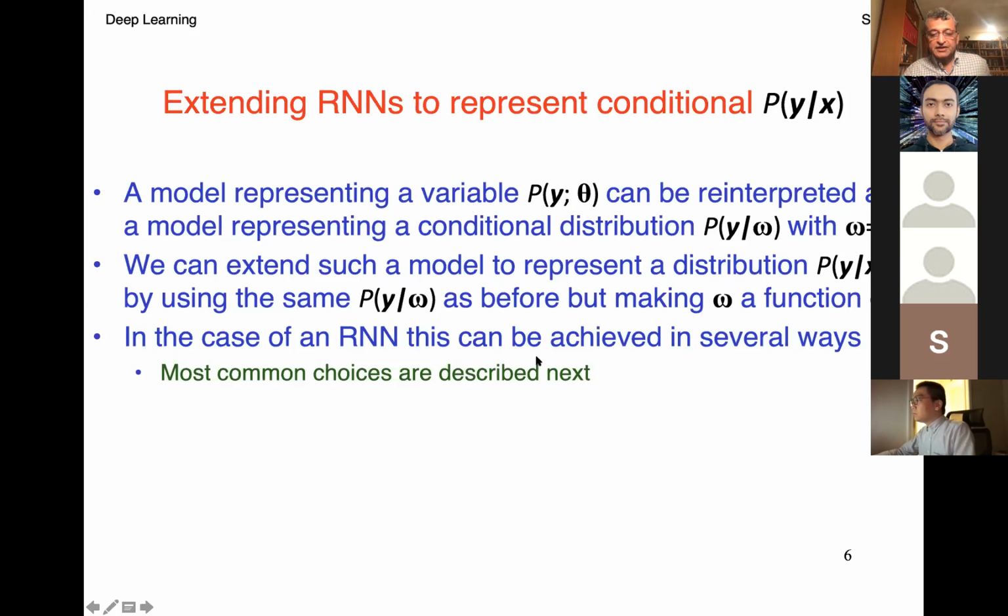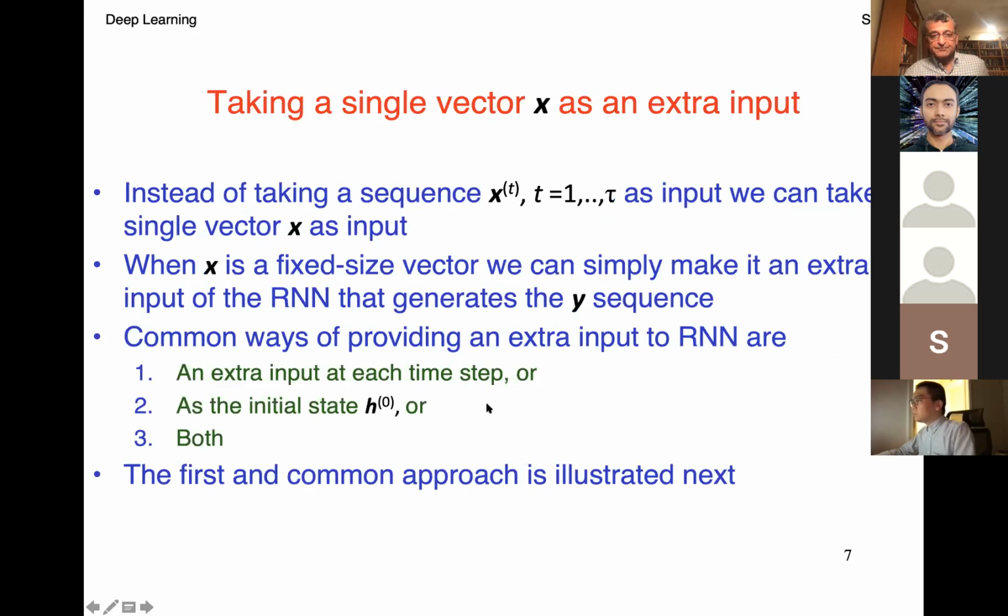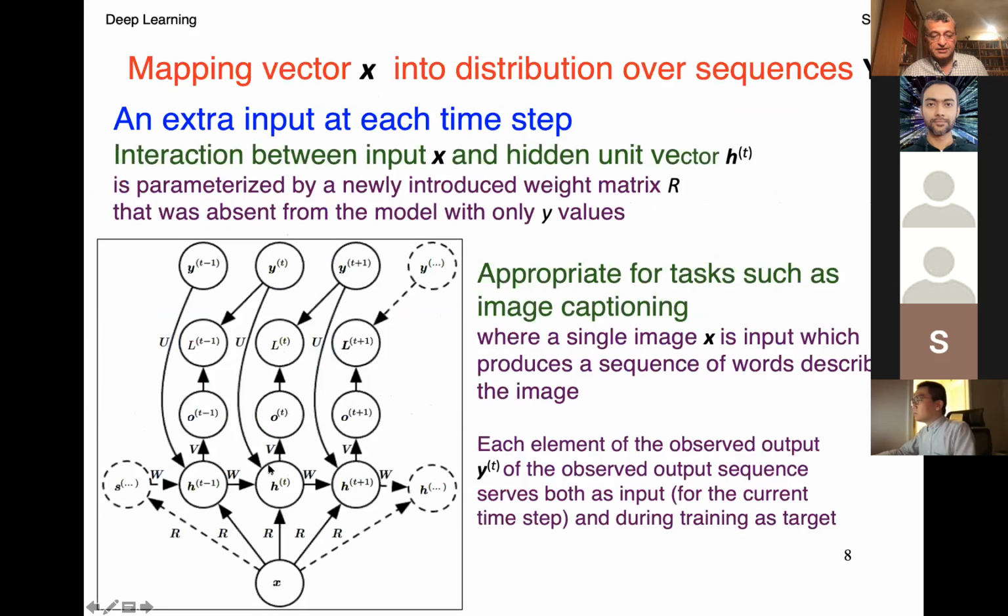All right. In the case of RNN, this can be achieved in several ways. The most common choices are described next. Taking a single vector x as an extra input. Instead of taking a sequence as an input, we can take a single vector x as input. When x is a fixed-size vector, we can simply make it an extra input to the RNN that generates the y sequence. Common ways of providing an extra input to an RNN are an extra input at each time step, as the initial state h0, or both. The first, common approach is illustrated next.